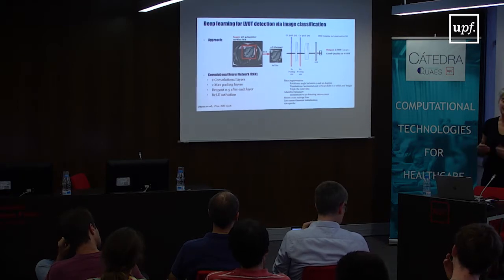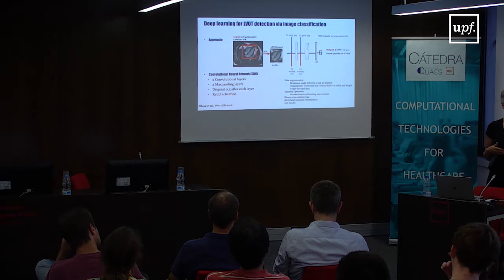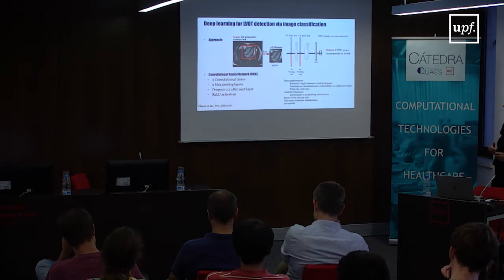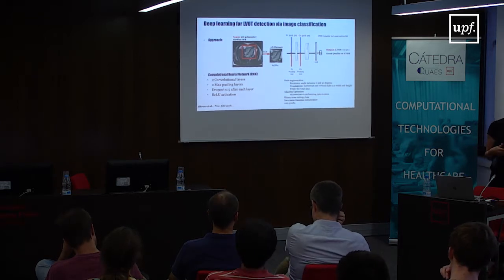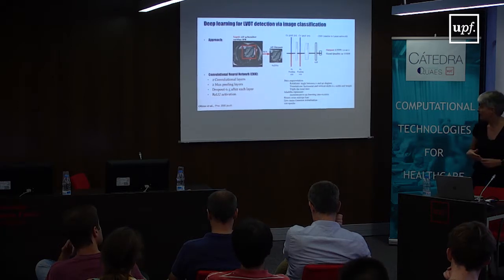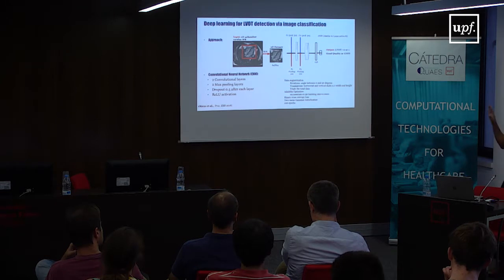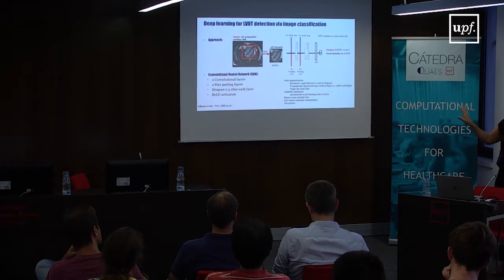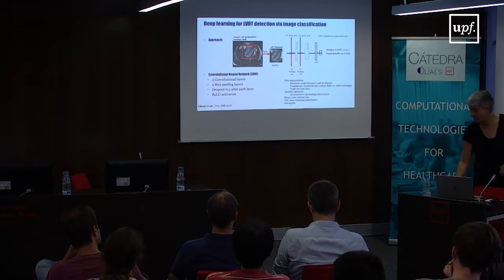So if it's 0, it's a good quality image, the LVOT is not present. If it's 1, it's a bad quality image, and the LVOT is present. So it's a very simple binary classification. We do some data augmentation. We rotate and translate to create a bit more data. And everything else is really, really simple. We did not try to be clever here at all.